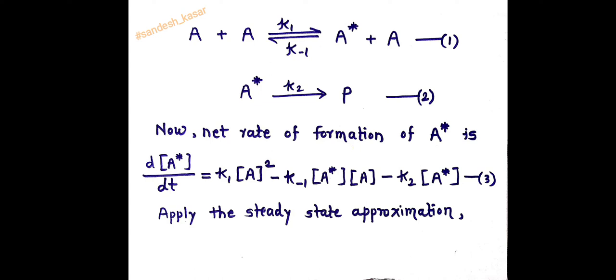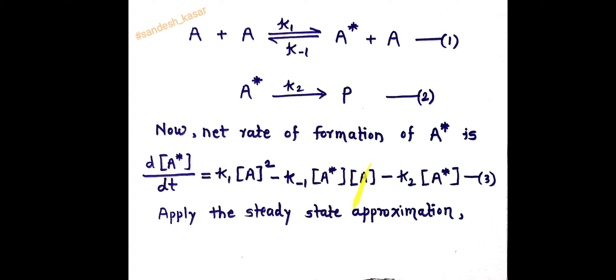d[A star]/dt is equal to k1[A]^2. Now how does it come? In the first step, which is a forward reaction, there is a formation of A star from A and A, where k1 is the rate constant. Therefore, k1 into [A]^2, as A into A gives A squared. And as there is a formation of A star, it has a positive sign. So k1[A]^2 minus k minus 1 [A star][A]. Now how does it come? If A star undergoes decomposition, it is a decay, so a negative sign comes here, and the decay is from A star and A. Therefore here A star and A.